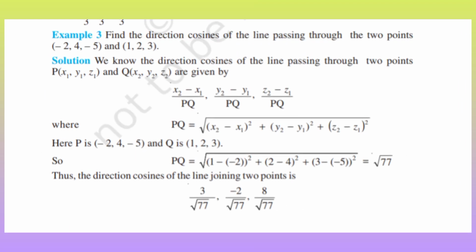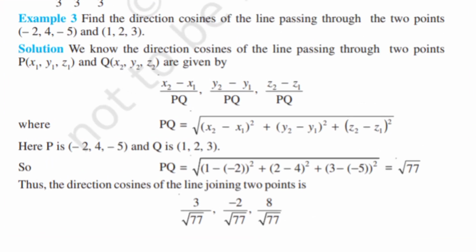Example 3. Find the direction cosines of the line passing through the points minus 2, 4, minus 5 and 1, 2, 3. Solution. We know the direction cosines of the line passing through two points P(x1, y1, z1) and Q(x2, y2, z2) are given by x2 minus x1 upon PQ, y2 minus y1 upon PQ, z2 minus z1 upon PQ, where PQ is equal to the square root of (x2 minus x1) whole square plus (y2 minus y1) whole square plus (z2 minus z1) whole square.